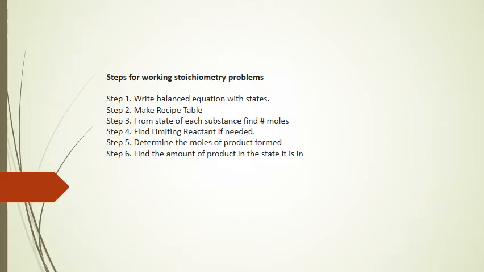Okay, so I have broken these stoichiometry problems into basically 6 steps, and you won't be using all 6 of these steps all the time, but these are good. So the first thing you're going to do is make sure you have the balanced equation with the states, because that's going to decide how you're going to find your moles. Next, you're going to set up a recipe table, and that's to show you the relationship between moles and the chemical equation.